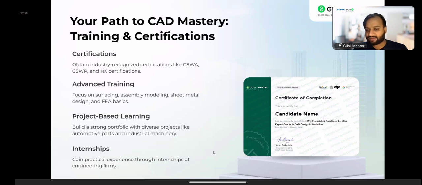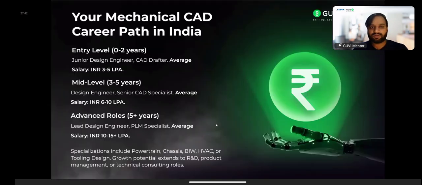So moving on to the next slide. Here is the career path in India. When you start your journey as a designer, entry level will be 0 to 2 years, and after 2 years you will be promoted. For 2 years you are actually learning all the industry things and industry standards. You can be a junior design engineer or CAD drafter, and I have mentioned a salary of 3 to 5 lakhs per annum here. Mid level is 3 to 5 years of experience.